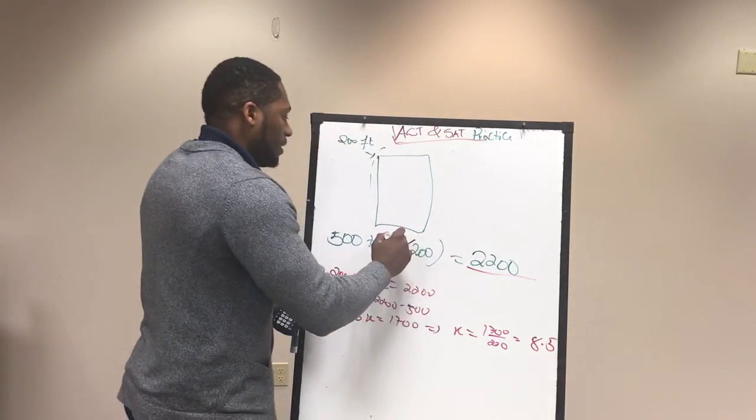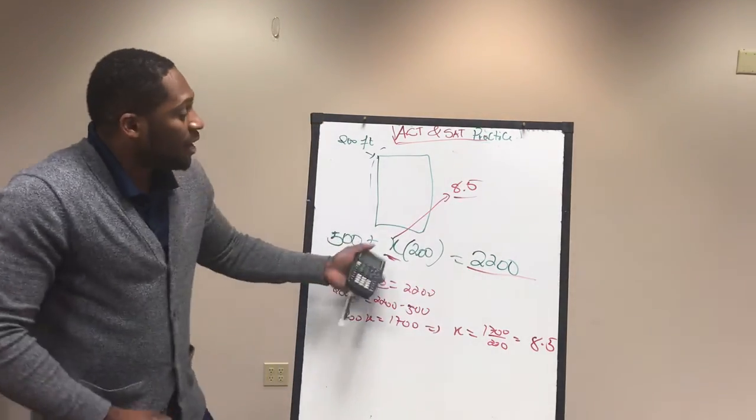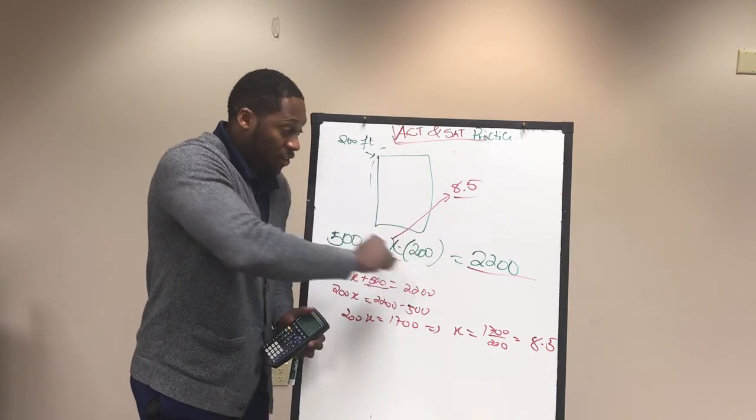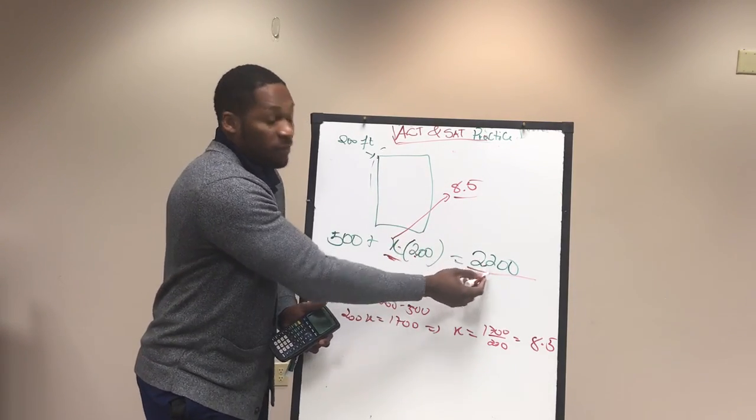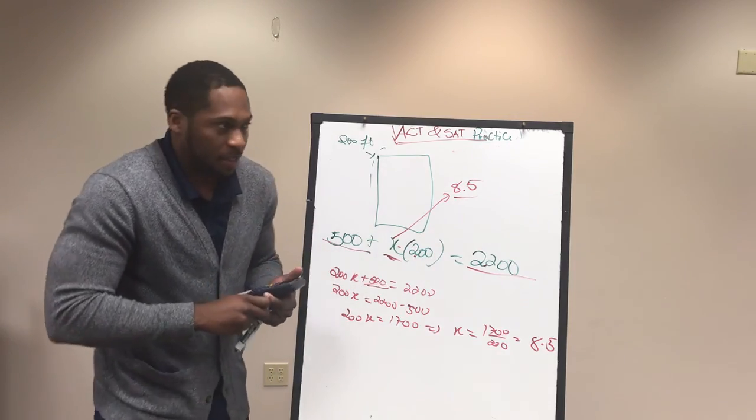So what they really asked us in the problem is 8.5. It's what number x, when I multiply it by how big the fence needs to be, gives me $2,200 with the fee added. So that's really what they asked us for.